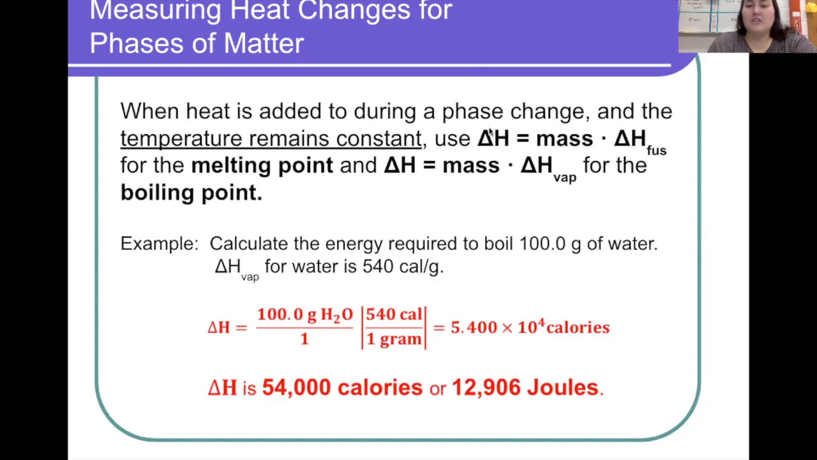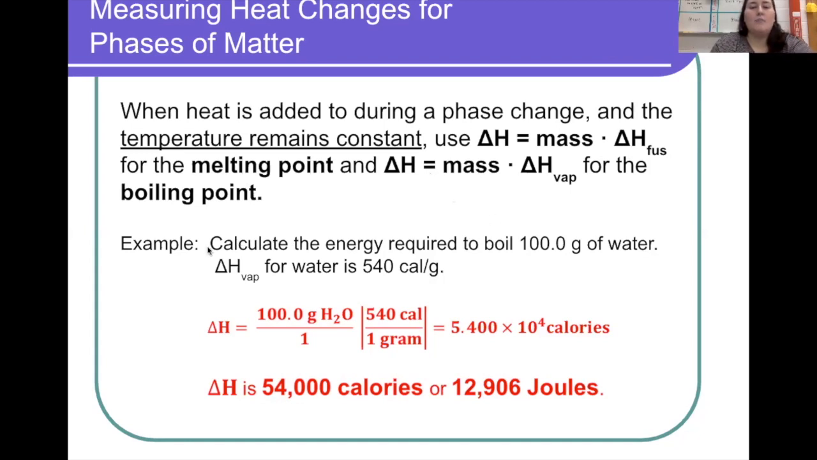And so the change in H, or the change in heat, is equal to the mass times the change in heat of fusion for that substance. For a melting point, that's the equation you would use. For boiling point, you want to use mass times change in heat of vaporization.